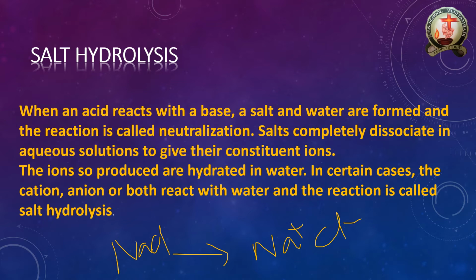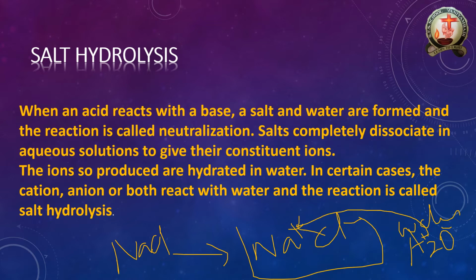The ions so produced are hydrated in water. This is in the water medium. Hydrated ions are nothing but the Na plus and Cl minus ions in water medium. In certain cases, the cation or anion reacts with water, and the reaction is called salt hydrolysis. Here the salt gets neutralized, and the water, H2O, has H plus and OH minus. This also influences and causes a reaction with the compound, which is called salt hydrolysis. In this video we are going to learn fully how the salt is hydrolyzed with the help of water.